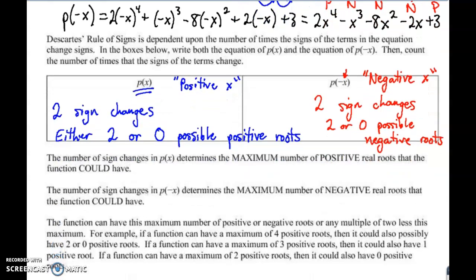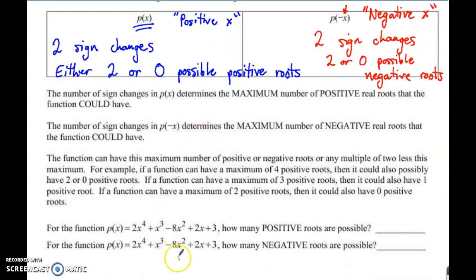And I would encourage you to read this in a little bit more detail. I've already answered these questions down here: 2 or 0. 2 or 0. And the reason why it could be 2 or 0 is that if it does cross the x-axis, it would have to cross a second time. But it might not cross the x-axis at all, which means it doesn't have to cross back. And it's all based off of the end behavior.